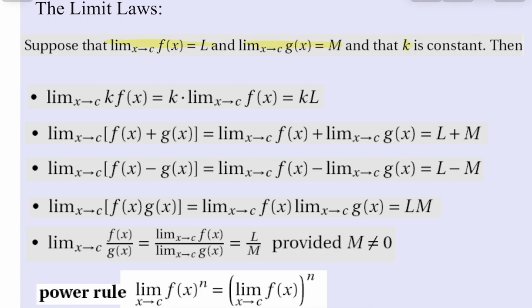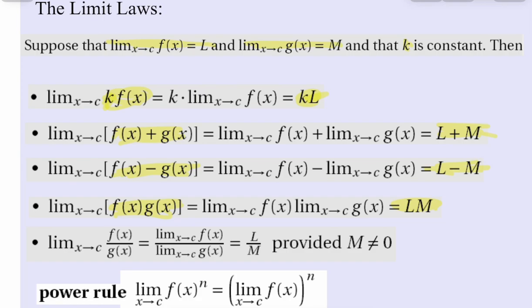The basic thing to know here is if you have a constant inside your function, you can take it out to the outside. That's all that part means. If you have two functions added together, split them up and evaluate each one separately. Same thing with subtraction. If you have two functions subtracting, split them up and subtract. If you have two functions multiplying, split them up and multiply.